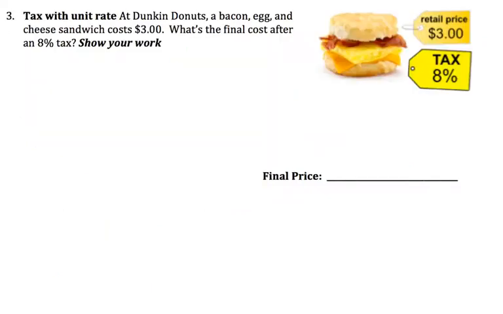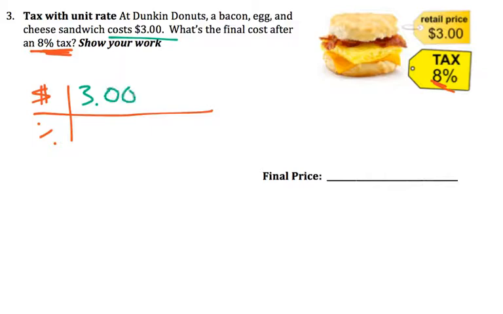Alright, so for this one, the cost of this breakfast sandwich is $3, and it says what's the final cost after an 8% tax. Reading that carefully, I know that taxes make it more expensive, so I'm going to have to add whatever 8% I get to the $3. So $3, that would be 100%.